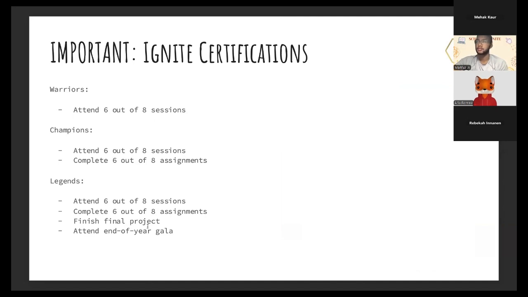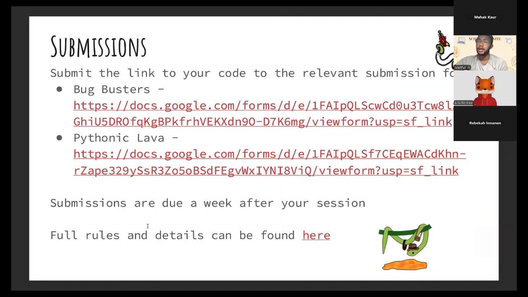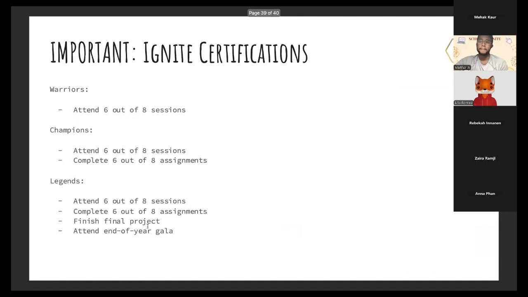So that's pretty exciting. Just to be clear, these certificates are basically a tiered format. This is the first year we're trying it out. So Warriors is the bare minimum. These are like 3 levels. We didn't want to call them gold, silver, bronze because everybody has different time commitments. So everyone will get a certificate if they attended 6 out of 8 sessions, but you can level up your certificate by doing the assignments or attending the gala and finishing the project.